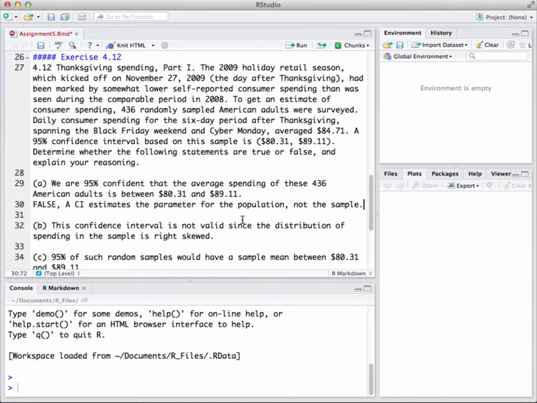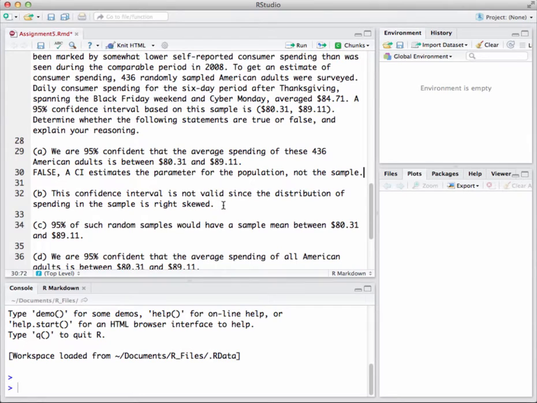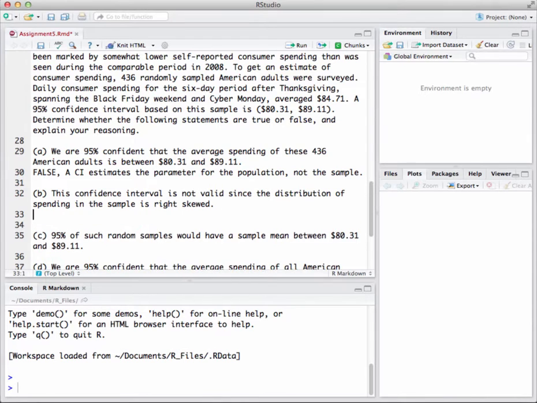Okay. All right, let's play the same game again down here in part B. The confidence interval is not valid since the distribution of the spending in the sample is right skewed. So take a second, write that down. Write down what your answer is. You can pause this. Okay, we're back. What did you come up with? Hopefully, again, you said false here.